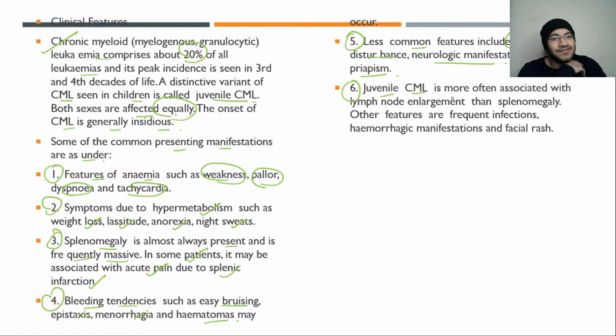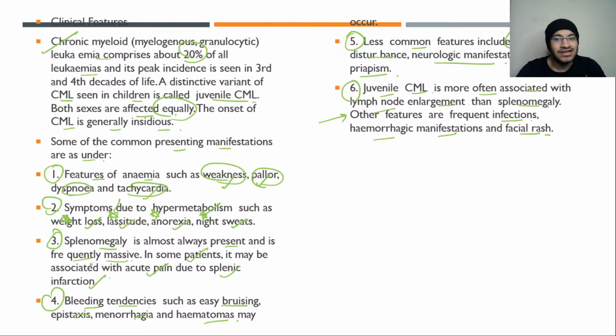Sixth is juvenile CML, which is more often associated with lymph node enlargement than splenomegaly. And other features are frequent infections, hemorrhagic manifestations and facial rash. So guys, these all are the clinical features of CML. So CML के सबसे पहले feature is due to anemia, and this is also common with the leukemoid reaction. And सबसे पहले होगी weakness, pallor, dyspnea and tachycardia. Then symptoms due to hypermetabolism such as weight loss, lassitude, anorexia and night sweats.